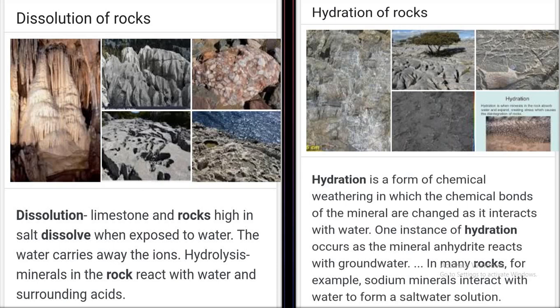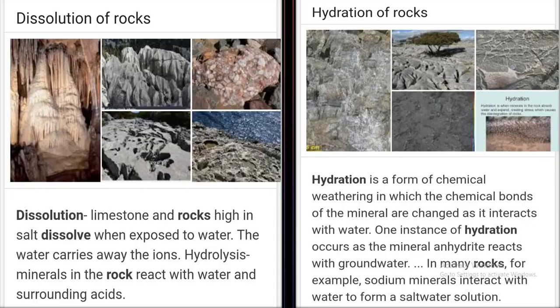Hydrolysis: minerals in the rock react with water and with the surrounding acid, and look into the picture how the rocks dissolve slowly. It makes some holes and then finally breaks down into pieces.